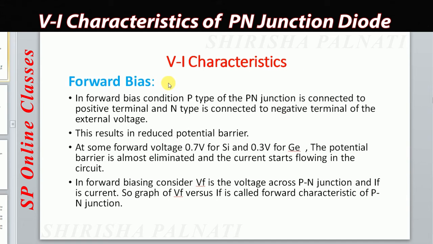So what is forward bias? In the forward bias condition, the P type of a PN junction is connected to the positive terminal and the N type is connected to the negative terminal of the external voltage. Already you know, this results in a reduced potential barrier. Potential barrier reduced means the depletion region is reduced. So that's why this point is related to the forward bias condition.